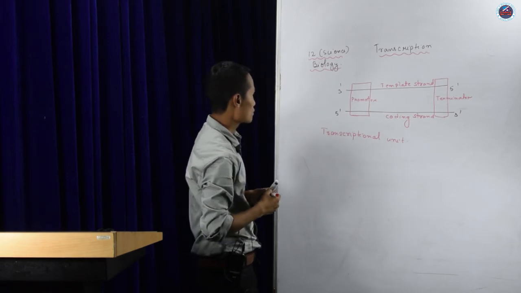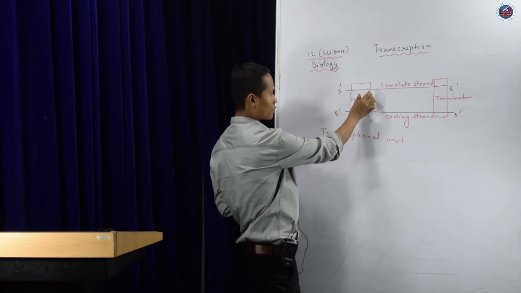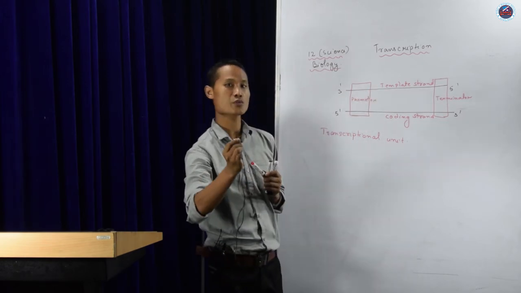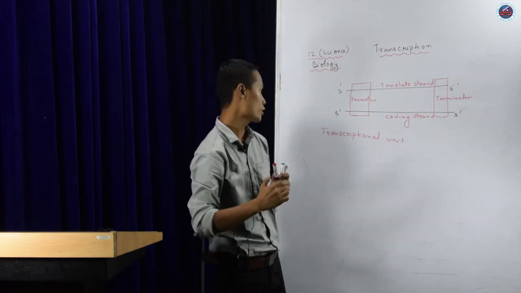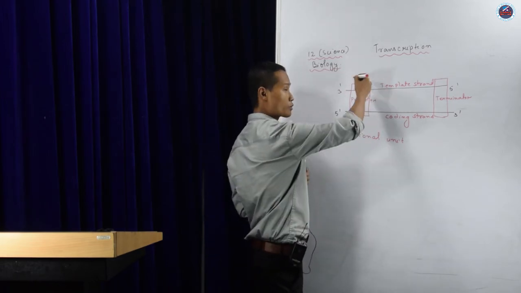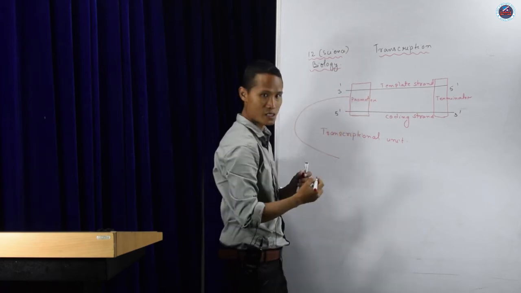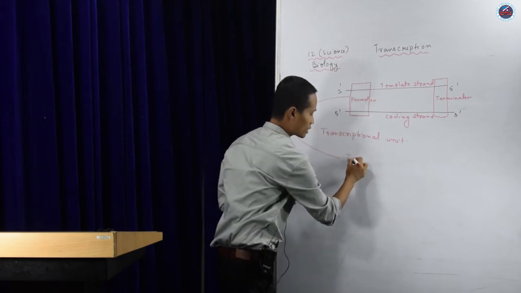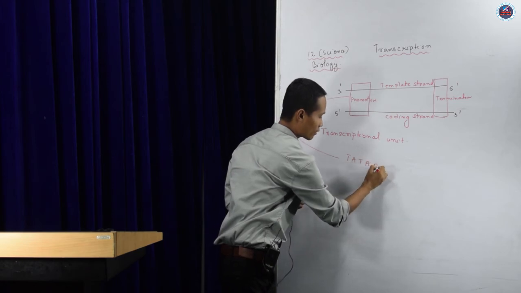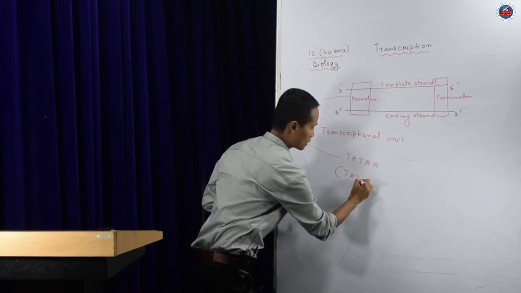What does promoter mean? The promoter is the position from where transcription starts. This is the area where transcription will start. The promoter usually has a sequence called TATA, which is said to be the TATA box.